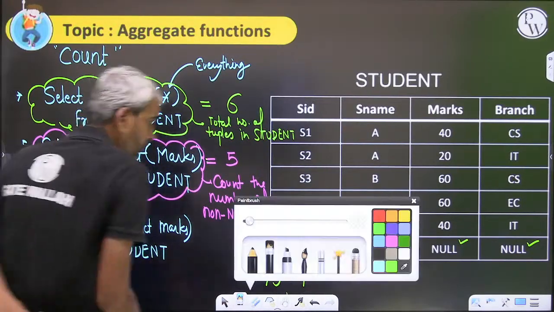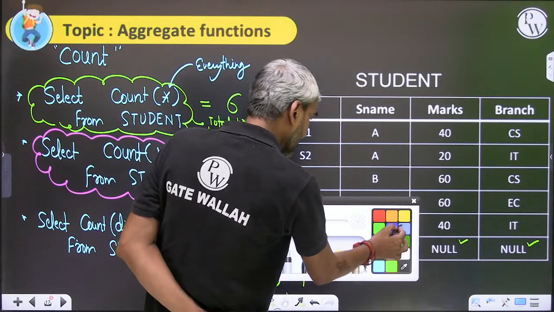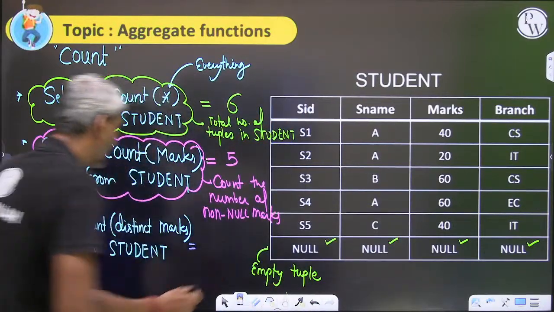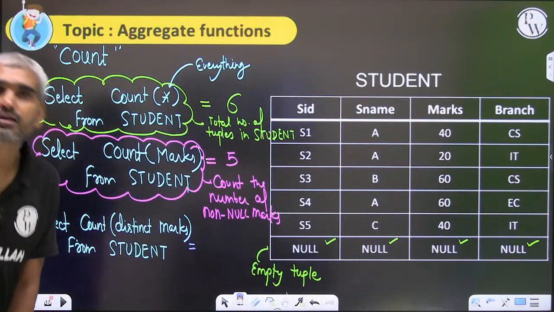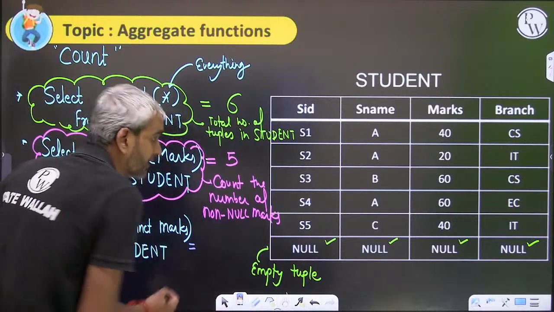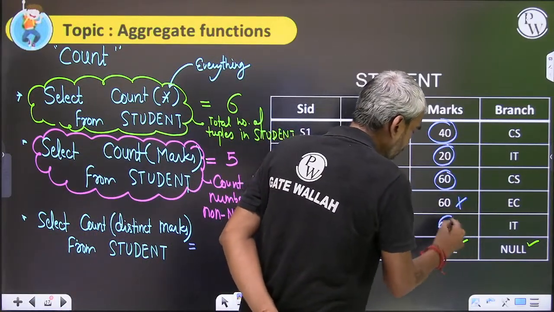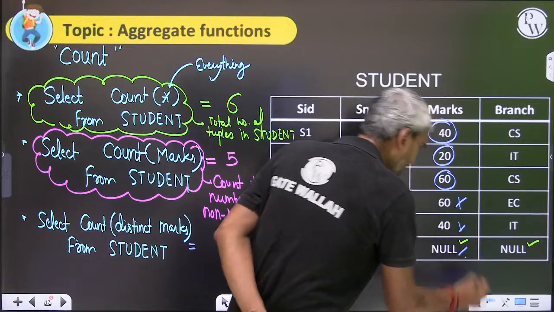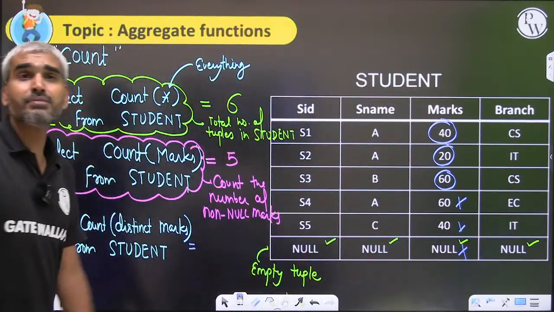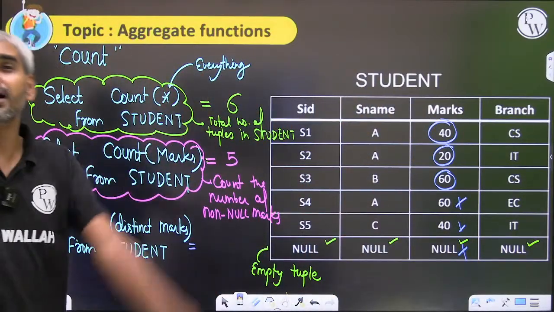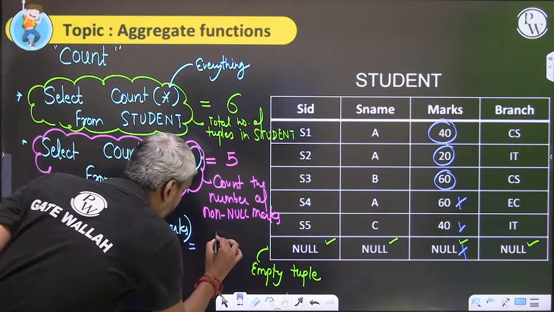So what will be the output? Sir, in this case, the output will be the number of distinct non-null marks. The marks are 40, 20, 60; 60 is repeated, 40 is repeated, and null will be discarded. So how many distinct marks are there? Only 3 distinct marks are there.